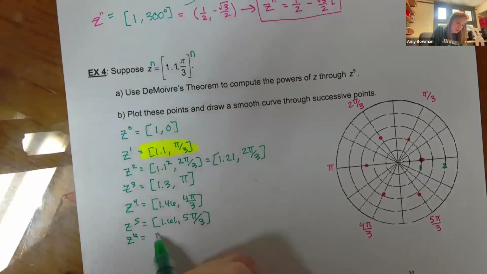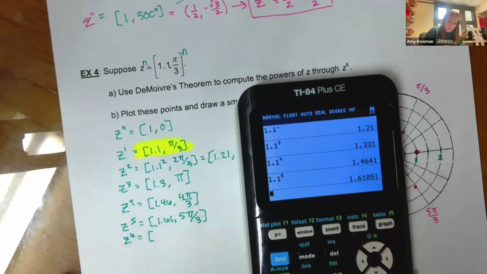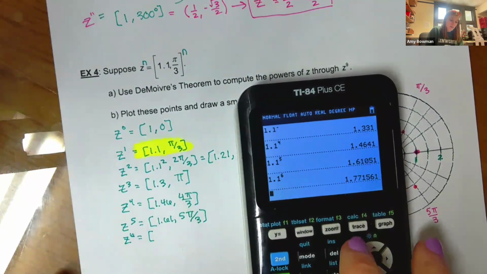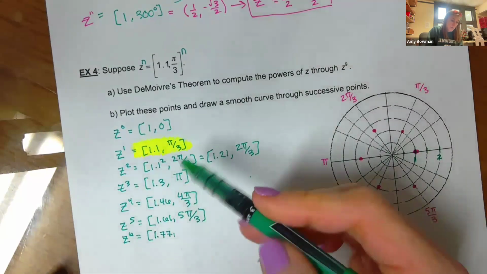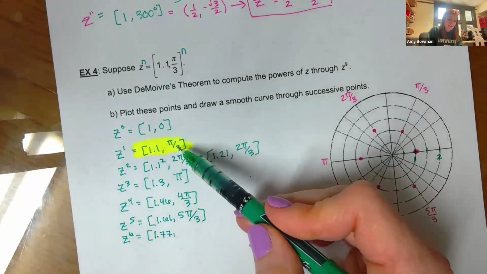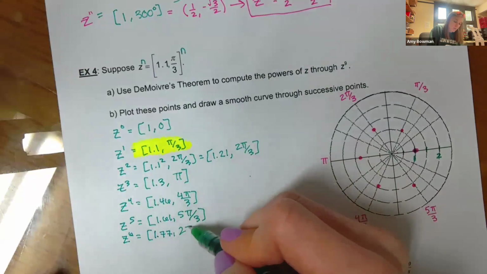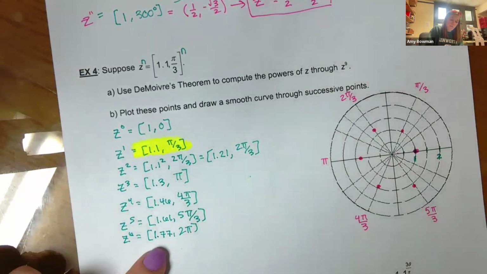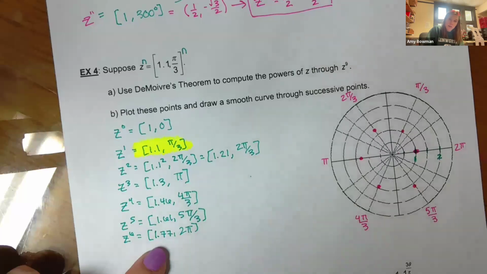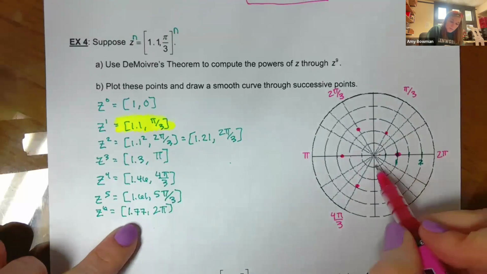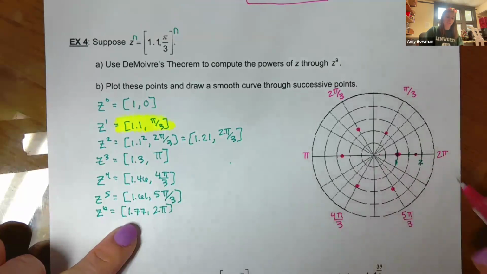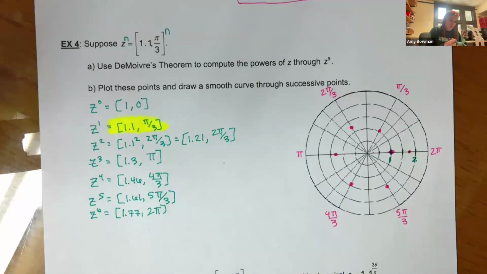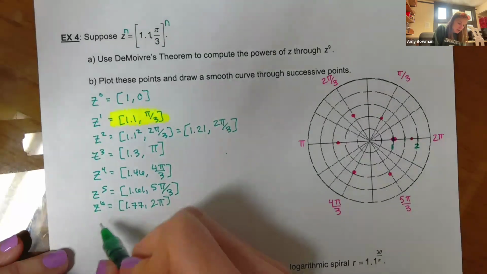z to the 6th. We're going to raise 1.1 to the 6th, 1.77. And then pi thirds times 6, which is just 2 pi, back here. And our r value is 1.77. So here's 1.5, 1.77, slightly past the middle of those two. Couple more, and by now you might start to see what's going on here.